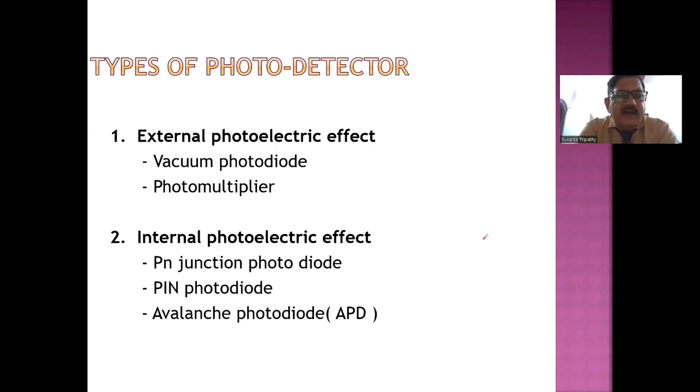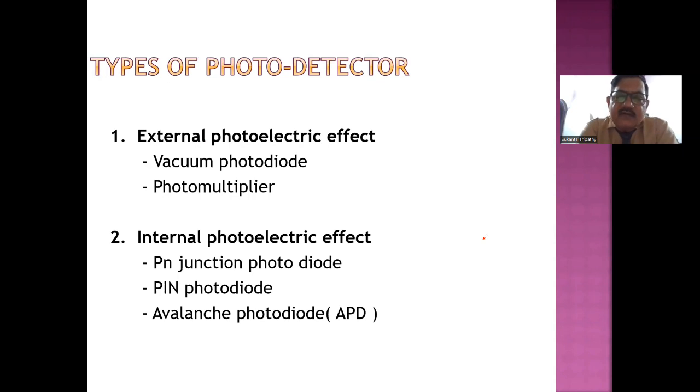So based on that, there may be two different types of photodetectors, and this classification is based on the principle like external photoelectric effect and internal photoelectric effect. When I say external photoelectric effect, this is basically which will take place in vacuum photodiode and photomultipliers. And when I talk about internal photoelectric effect, then this will happen in PN junction photodiode, PIN photodiode, and the avalanche photodiode.